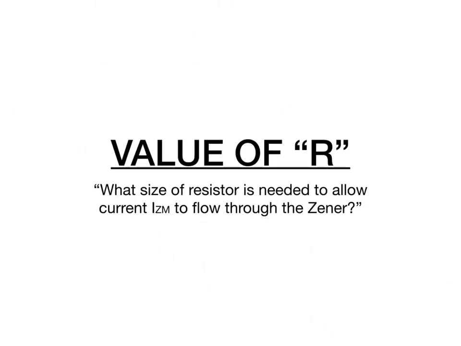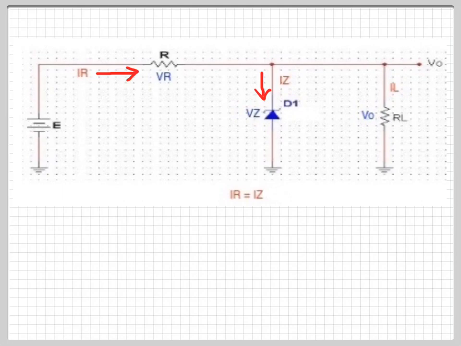Okay, value of series resistor R, memory concept. What size of resistor is needed to allow current IZM to flow through the Zener? Okay, back to the exact same circuit. Now in this case, we have to mentally disconnect, remove RL.